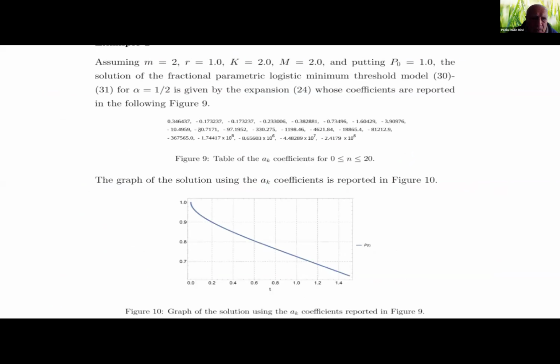This is an example. Assuming m equal 2, r equal 1, k equal 2, M equal 2, putting the initial condition 1, the solution of the fractional parametric logistic minimum threshold model, for a given value of alpha, is given by this expansion before, with coefficients given by this table. And the graph of the solution is like this.